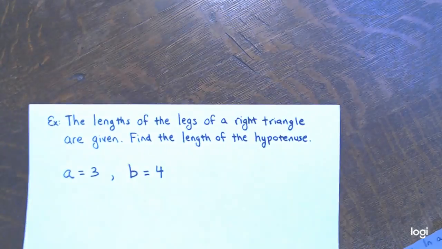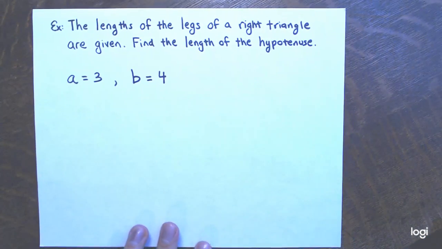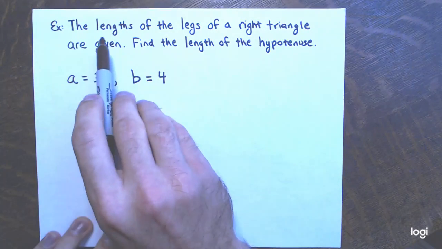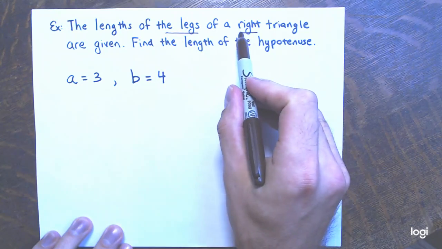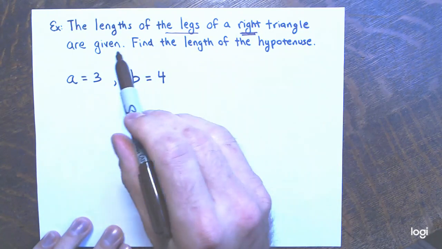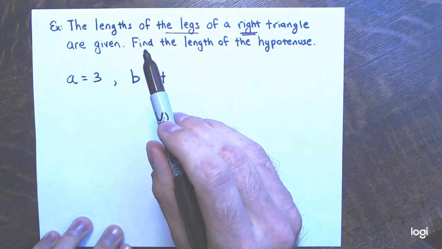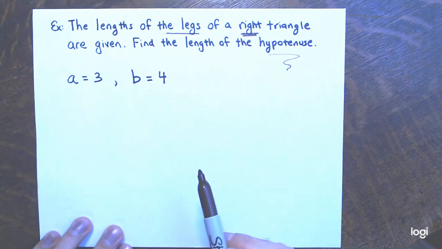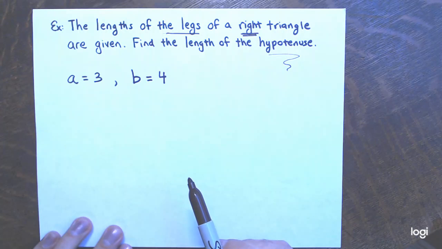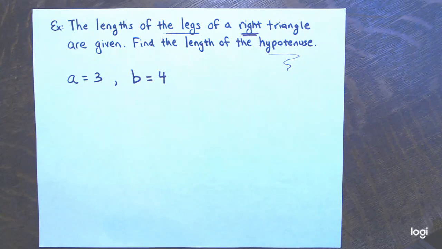All right, so the first one is just this simple example here. I have the lengths of the legs. The legs of a right triangle are given. Then I'm asked to find the length of the hypotenuse, the longest side, that side opposite the 90-degree angle.